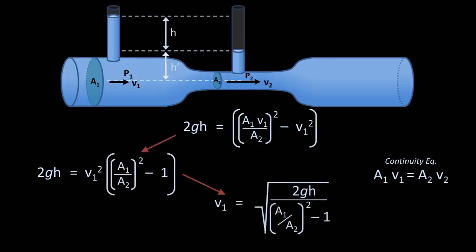To arrive at an expression for v2, substitute all of this back into the continuity equation. This answer might initially look ugly and cumbersome, but I actually find it kind of awesome that the velocity of fluid moving through this tube can be determined from the ratio of the cross-sectional areas and the difference in column height.